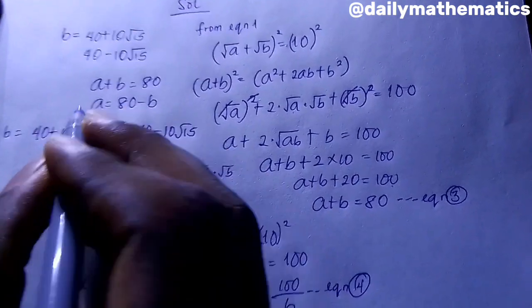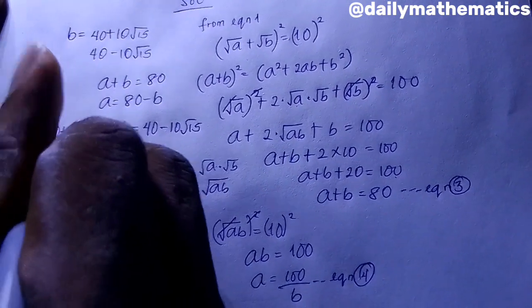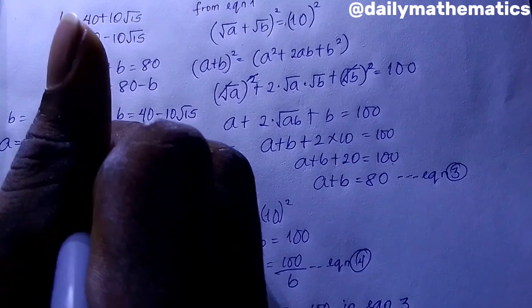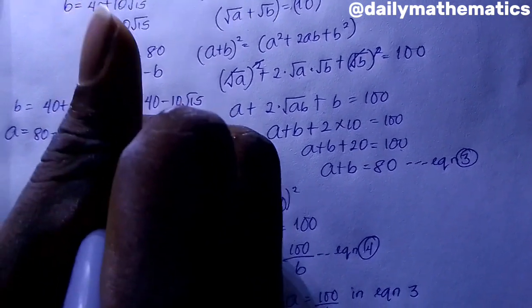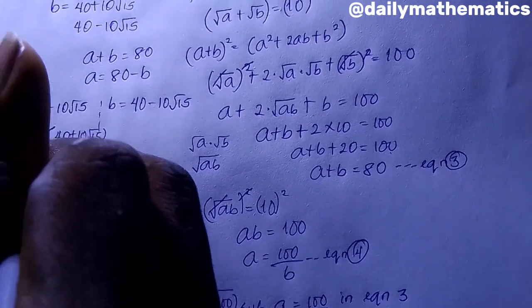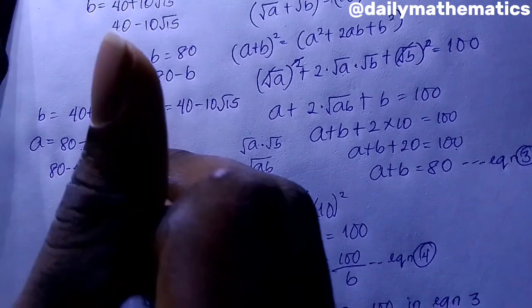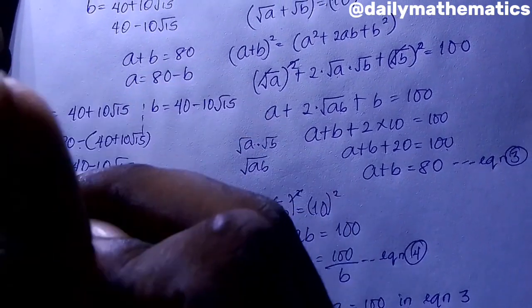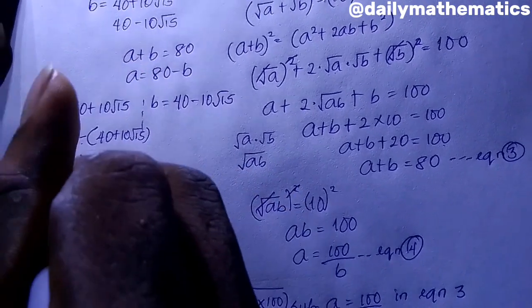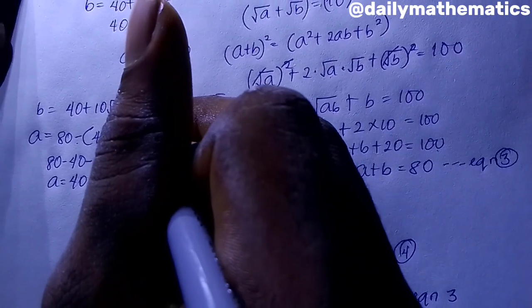So for this value, a equals 80 minus b. So our a here equals 80 minus b, which is what? 40 plus 10 root 15. So from here, 80 minus, times plus gives us minus 40. Minus times plus gives us minus 10 root 15. 80 minus 40, we have 40 minus 10 root 15. That means a in this case gives us 40 minus 10 root 15.